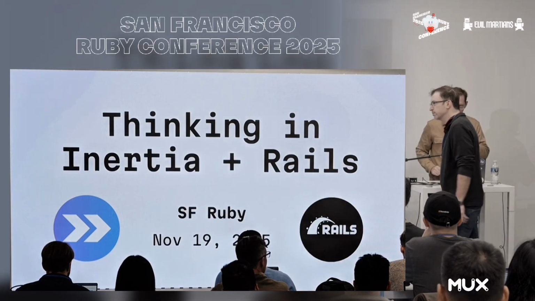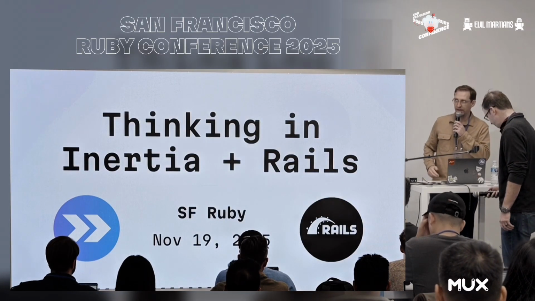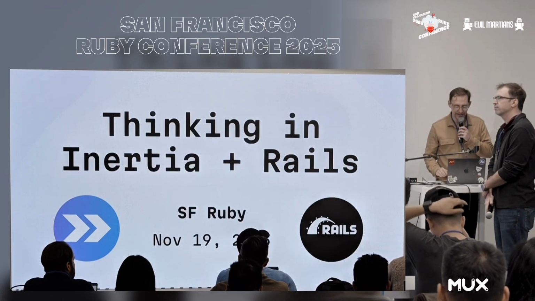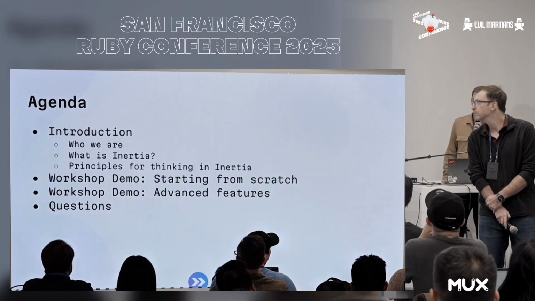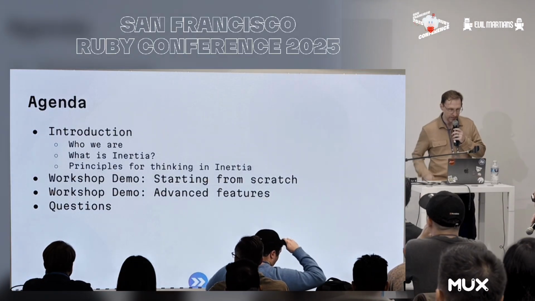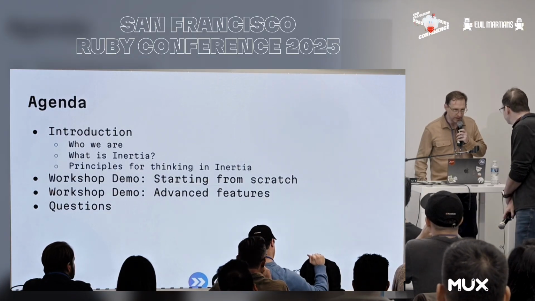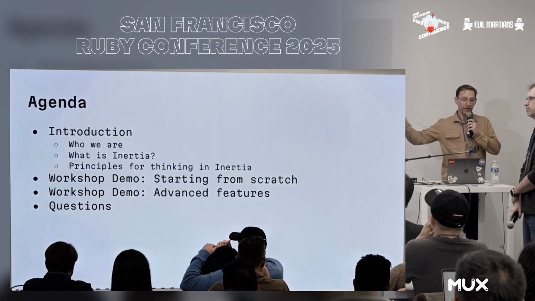Hello, everyone. Welcome. We're going to be talking about how to think in Inertia and Rails today. So every good meeting has an agenda. I'm a manager now. I wear my manager hat, so I've got to have an agenda. Here's what we're going to do today.